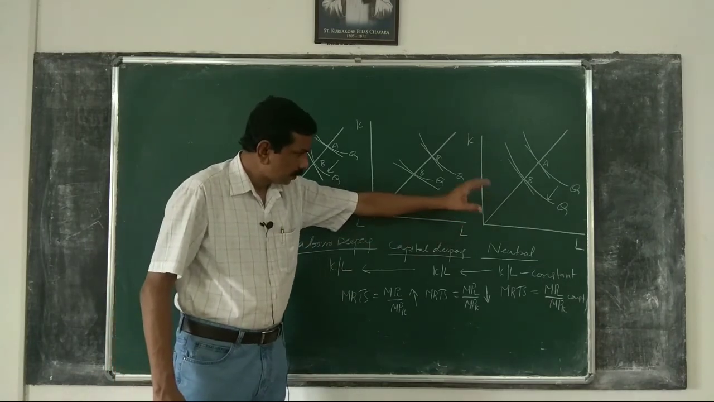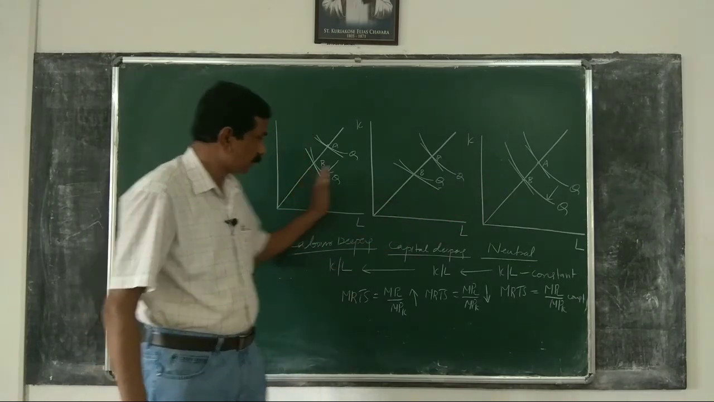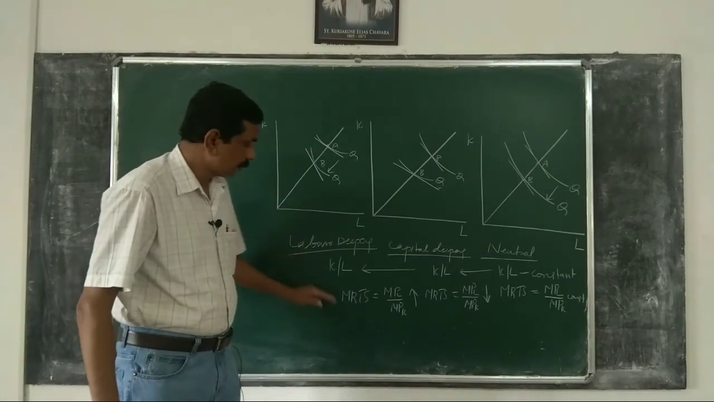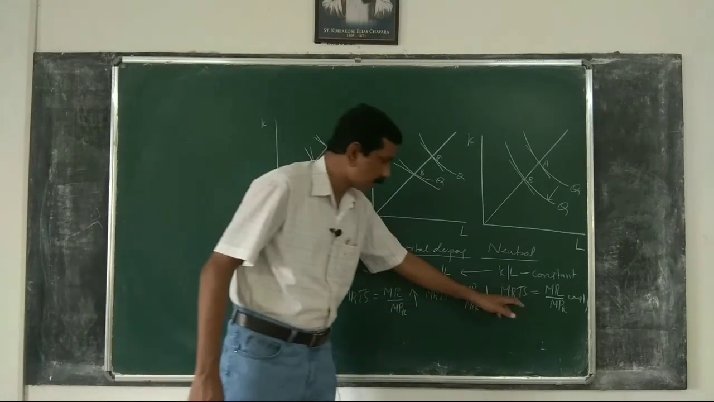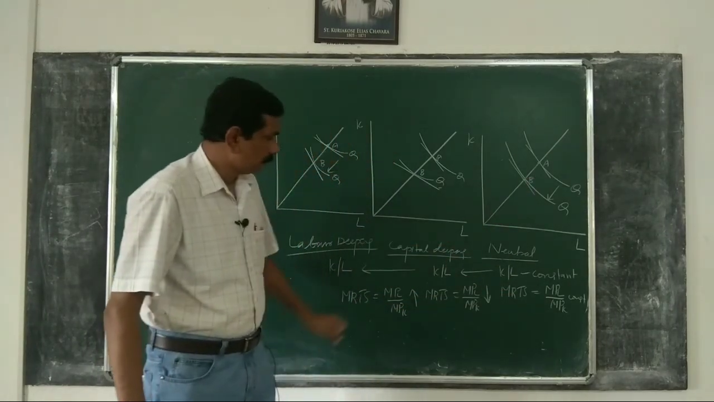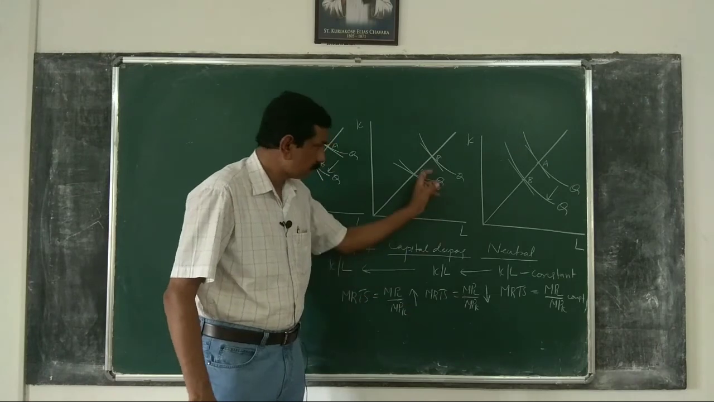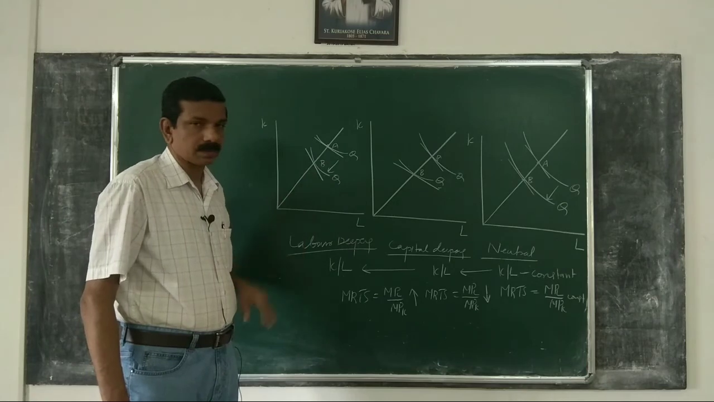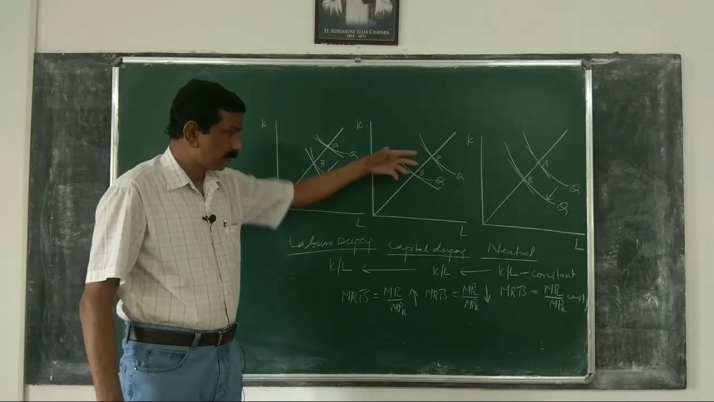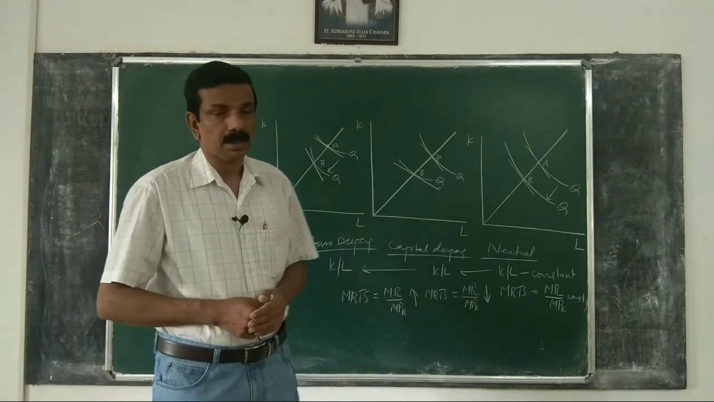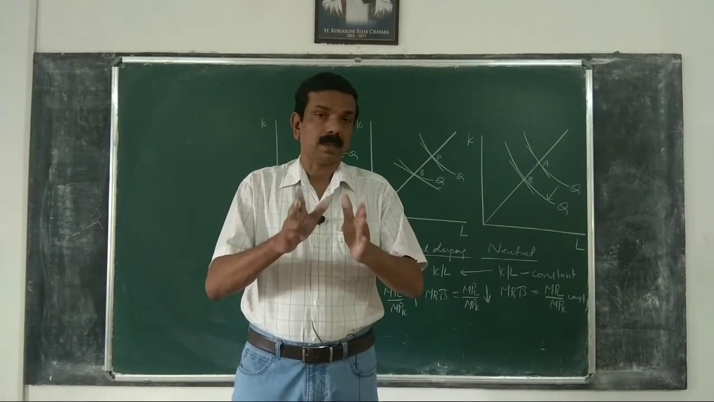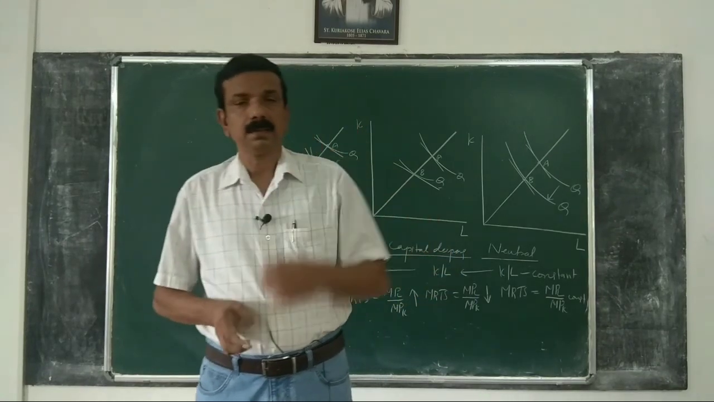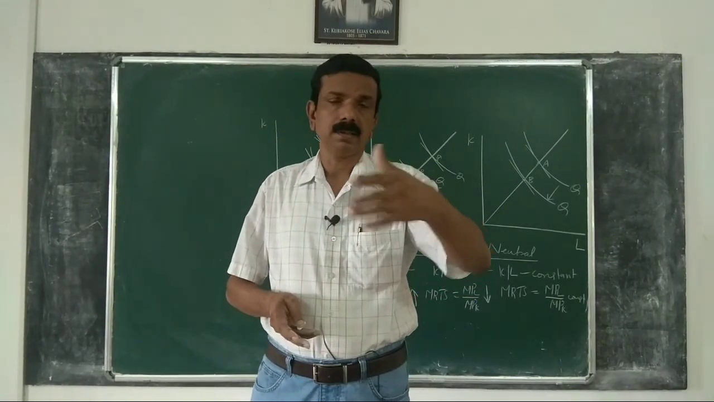So using the isoquants, we define technical progress as neutral, capital deepening and labor deepening like this. Neutral means MRTS remains the same. Capital deepening means MRTS decreases. Labor deepening means MRTS increases. This is the classification of technical progress by Hicks using isoquants, rather than the per worker production function discussed in the previous class.